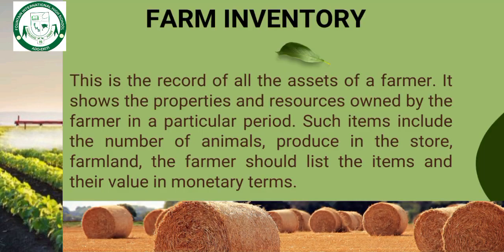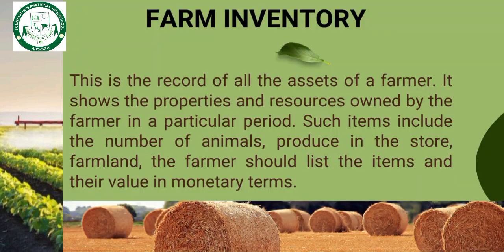This is the farm inventory. This farm inventory is a record of all the assets of a farmer. It shows the properties and the resources owned by the farmer in a particular period. This farm inventory is very important. It shows all the assets, all the properties that belong to the farmer, which you use in running the farming business. So these things are referred to as inventory. Such items include the number of animals in the farm, produce in the store, farmland, and their value.